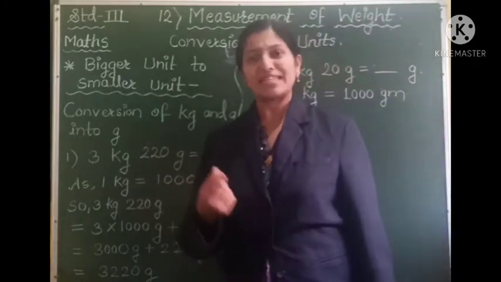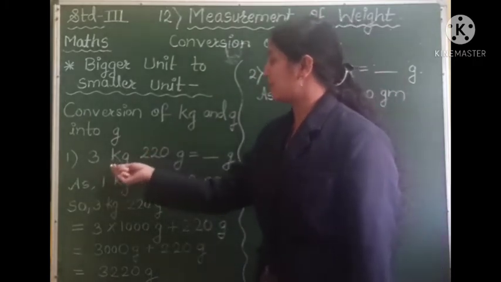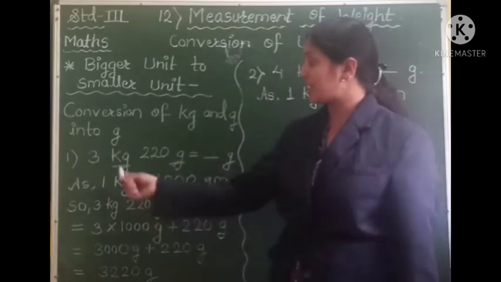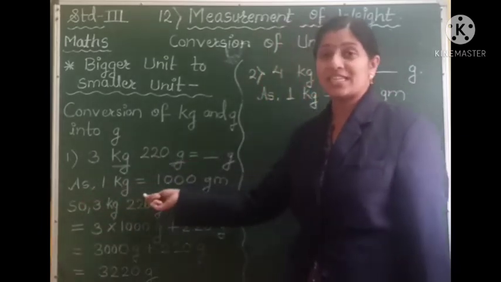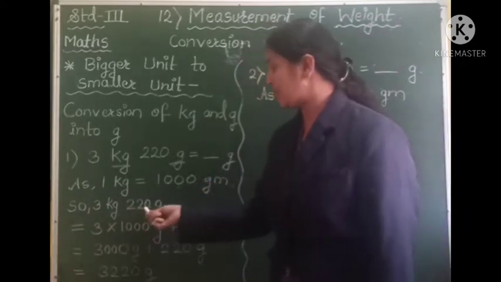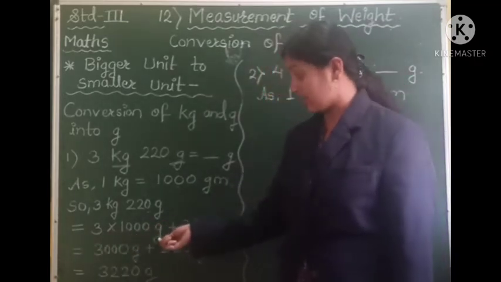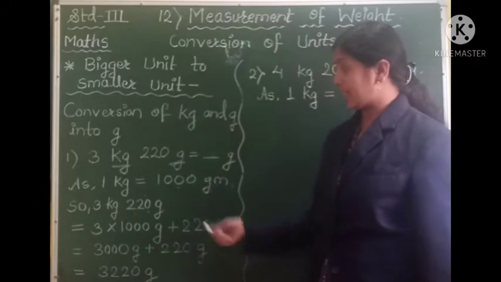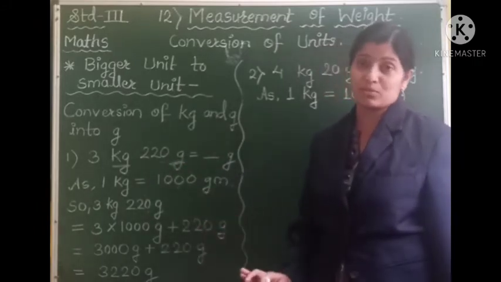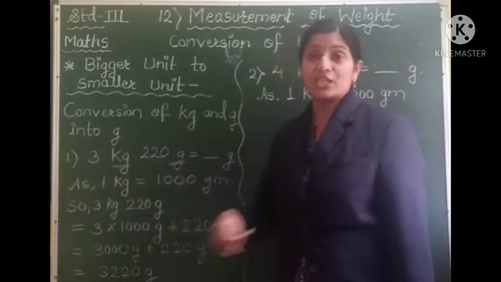So the same way as we did in the earlier case, only we have to add that number which we get from kg to the number of gram. So here you can see, as 1 kg is equal to 1000 gram, 3 kg 220 grams will be written as 3 into 1000 gram plus 220 gram. This 220 gram has to be written as it is because it is already in grams. We need not convert it again. We have to convert only this 3 kg into grams.